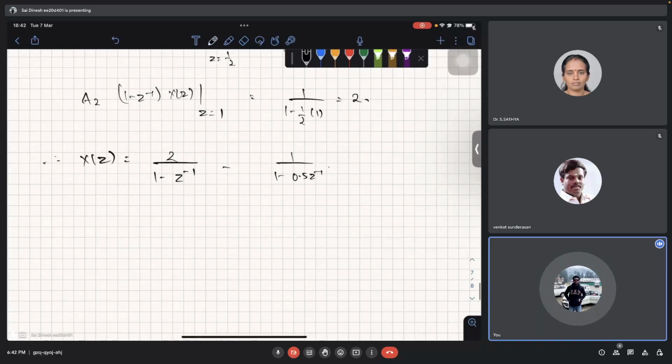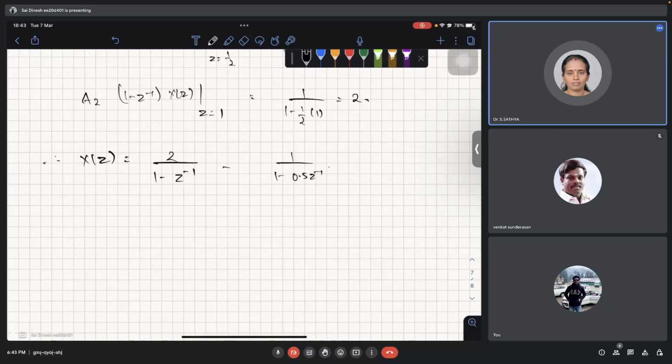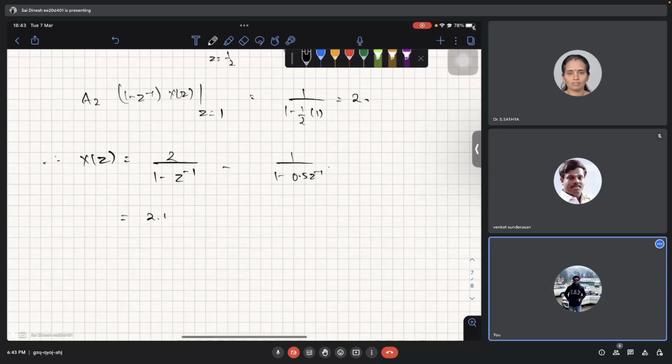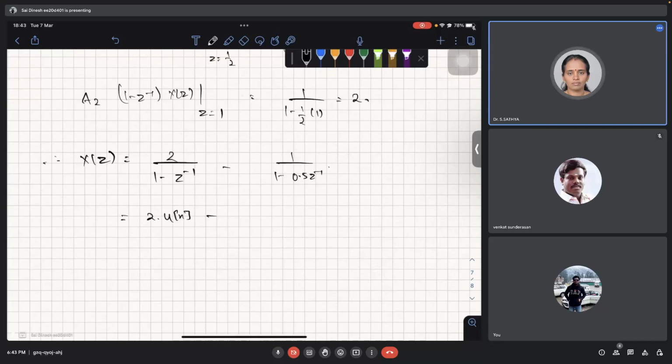So from here, can we find the x of n uniquely? Can we find the x of n uniquely from X(z) that we have here? 2 into u of n minus 0.5 power n u of n.